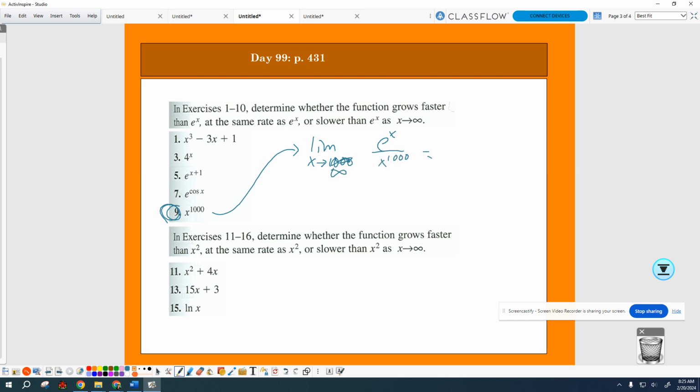Nina's like, can I just do the derivative of the top? You get e to the x, always and forever. On the bottom, it's 1,000 x to the 999. Then 1,000 times 999 x to the 998. So you can see this is going to get lower and lower each time, and e to the x is still staying strong as e to the x.